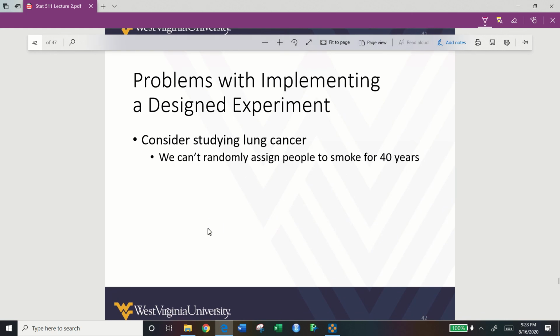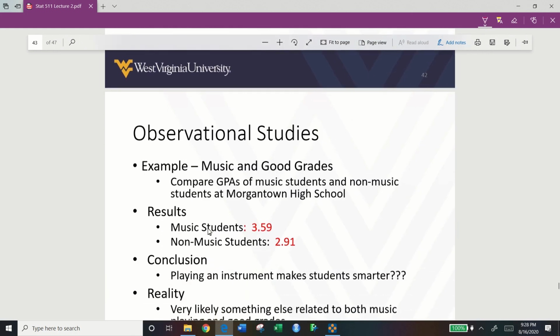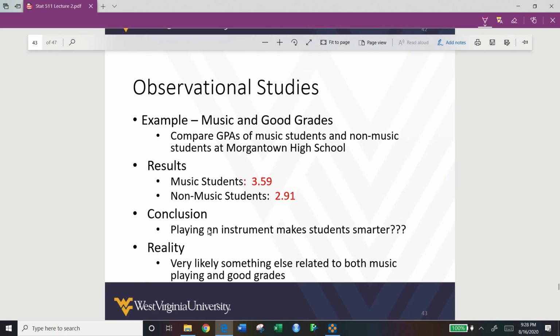Another issue we might have is problems with implementing a designed experiment. So let us consider studying lung cancer. Now, here's a problem. We cannot randomly assign people to smoke for 40 years and then measure the results. This is where observational studies come into play. We can't always go forward. Sometimes we have to look back.